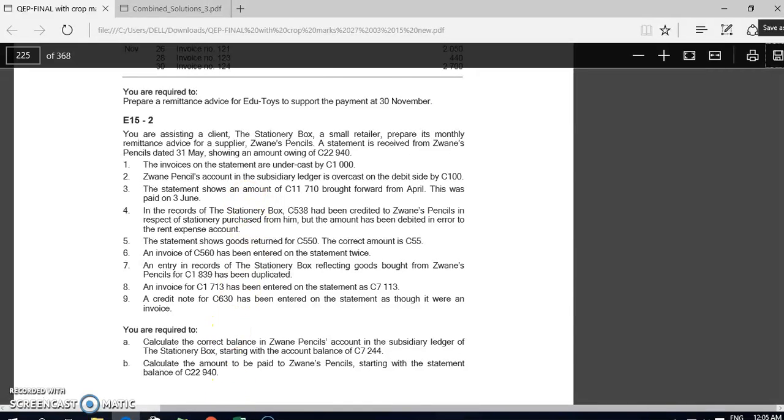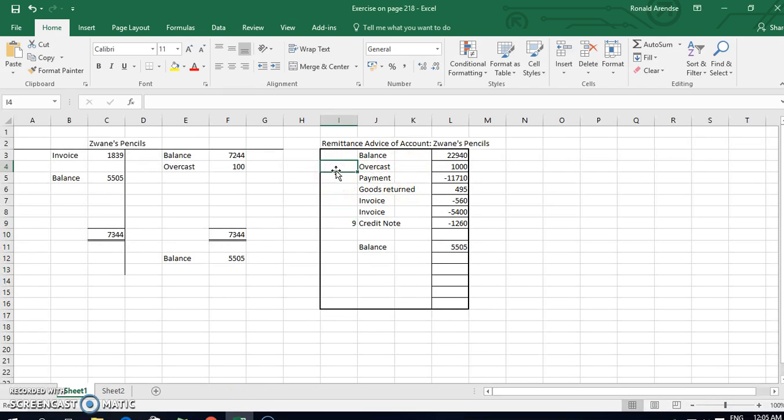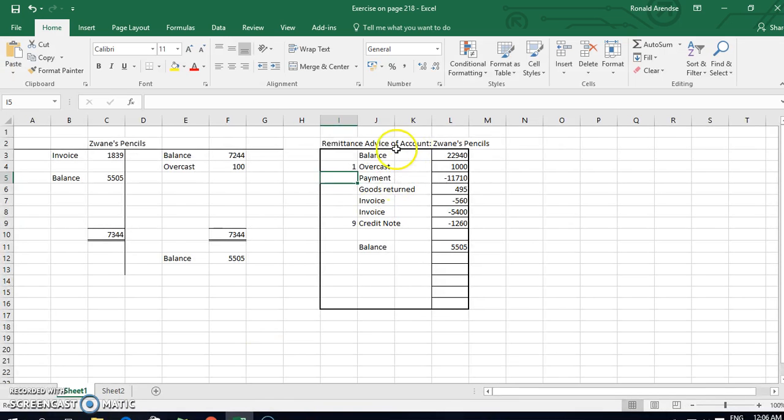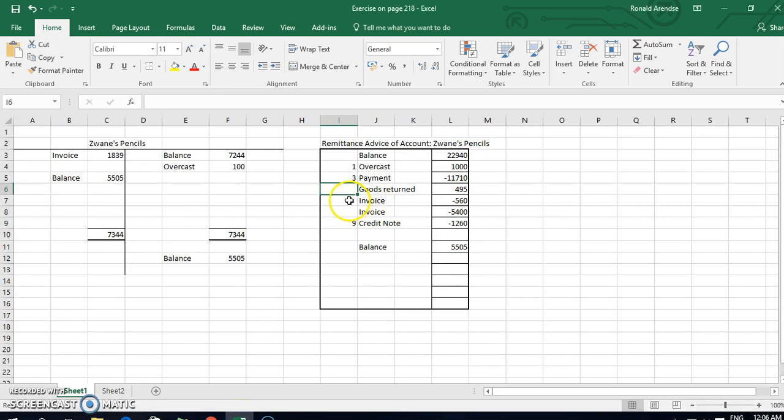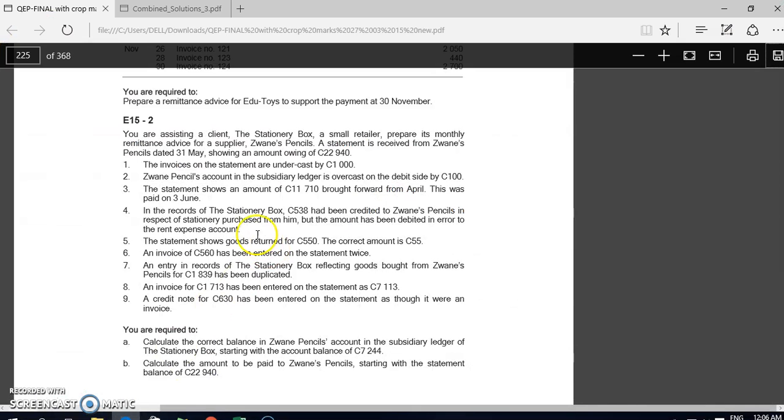So the invoice that was undercast there, we put there that was number 1. The payment was number 3, and so we continue. So we label all our transactions exactly according to what the statement reflects, so that when we're doing a reconciliation process, we can see we haven't duplicated any entries, and we make sure that we've entered all our entries as per the differences shown here.